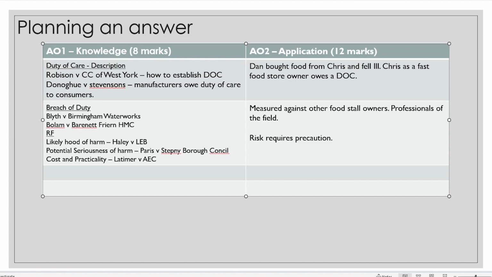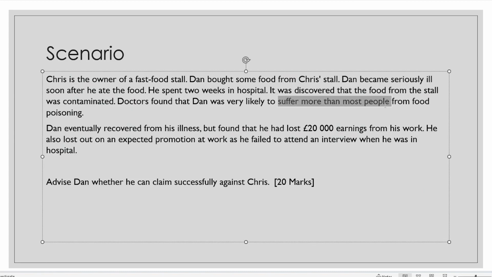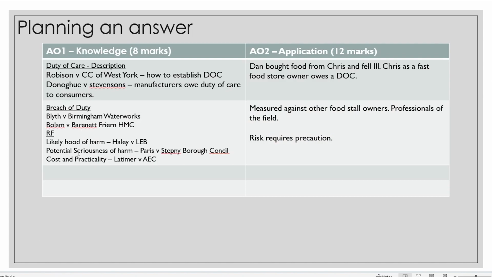And there'd be some set precaution, some standard of precaution that Chris would need to follow. And if he hasn't followed those basic necessary precautions, well then, he'd be in breach of the duty that he owes. Let's look at potential seriousness of harm. What's the potential seriousness? As we said, whilst we were looking at the scenario, when we saw that Dan would suffer more than most people, we know straight away that it's potential seriousness of harm.